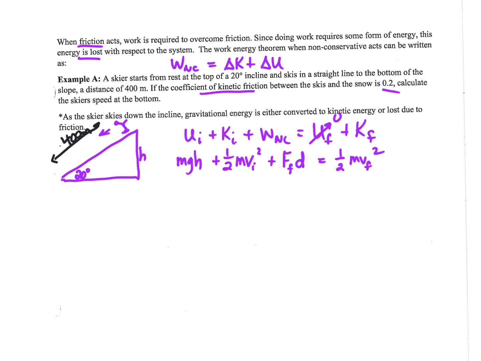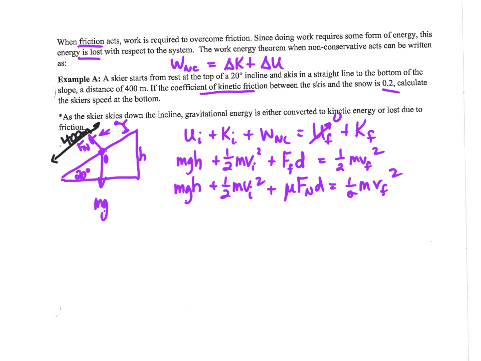All right, so the first thing we have to do is let's finish filling this stuff in. So we know this is mgh, and we'll find all of this in a minute. 1/2 mv initial squared plus force of friction, which is going to be mu times the normal force times d, equals 1/2 mv final squared. All right, normal force on the skier, we know normal force is this way, right? And we're going to do mg this way. And we've got theta here.